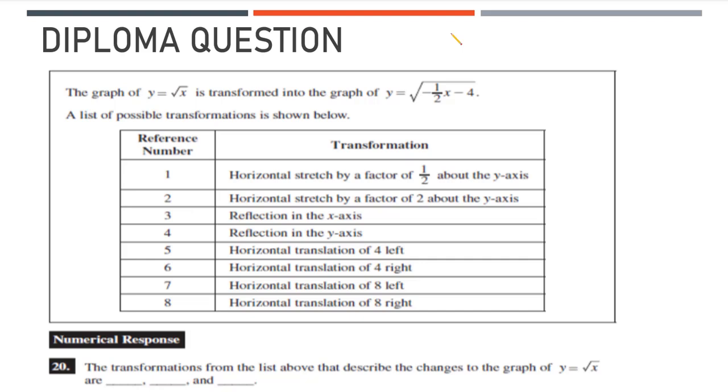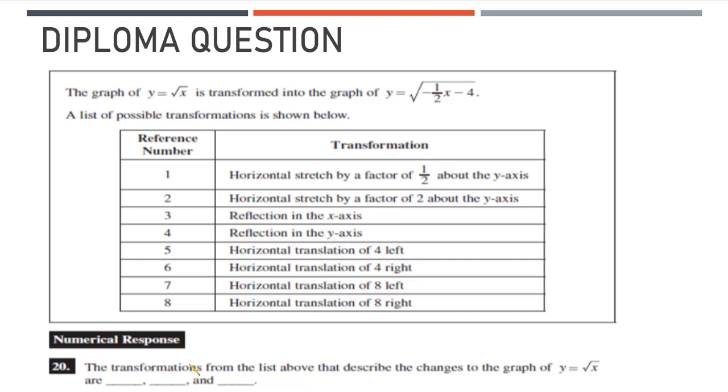Let's take a look at how the diploma might ask questions about radical transformations. So the graph of y equals square root of x is transformed into the following graph, and below are possible transformations. So in our transformations, we've got two reference numbers that are horizontal stretches, two that are reflections in the x or y axis, and then four that refer to the horizontal translations.